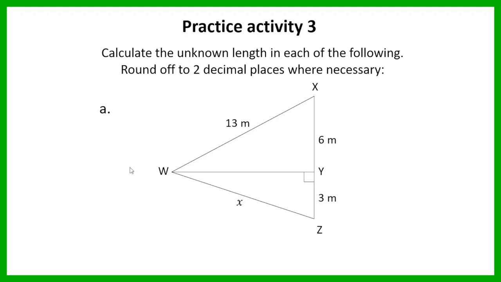So you cannot use straight away the WX and the XZ to work out x, because that whole triangle over there is not a right-angled triangle. You have to use a right-angled triangle to be able to use the Pythagorean theorem, which means that you need to know what the length of this side is over here. So you're going to have to work that out first. Okay, so I'm going to give you 2 minutes to work on this question.